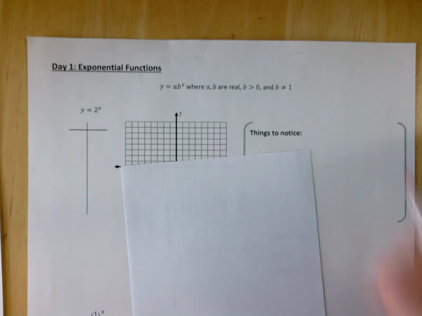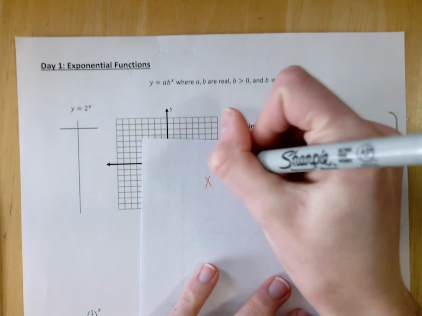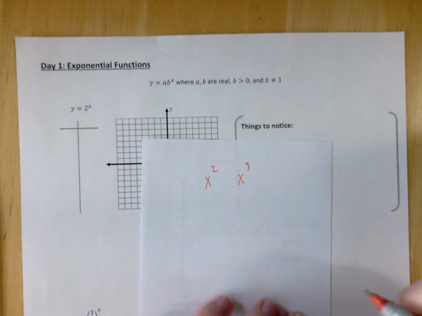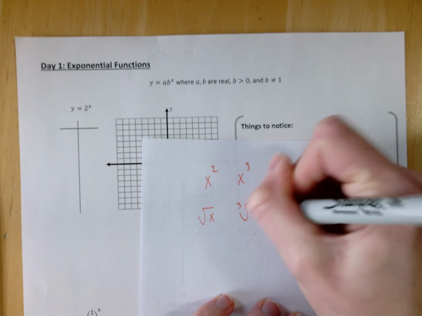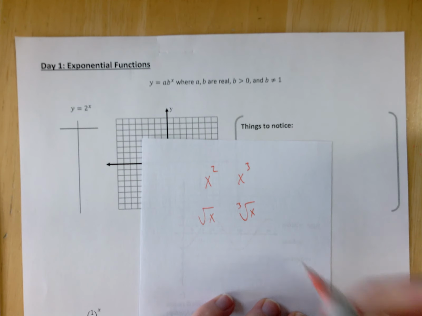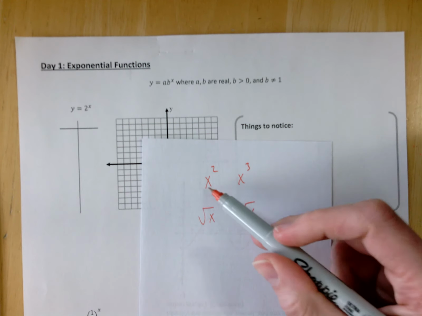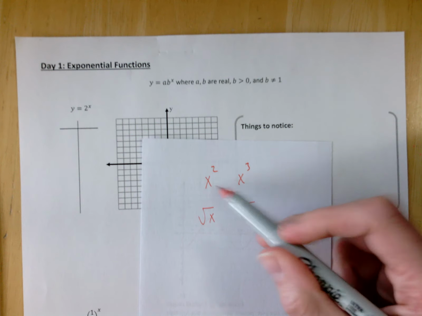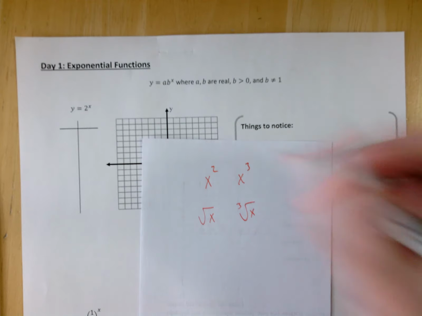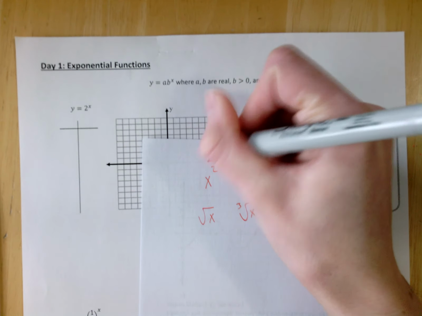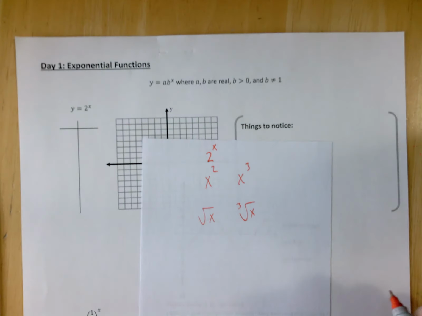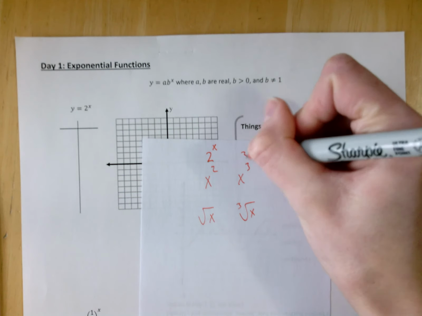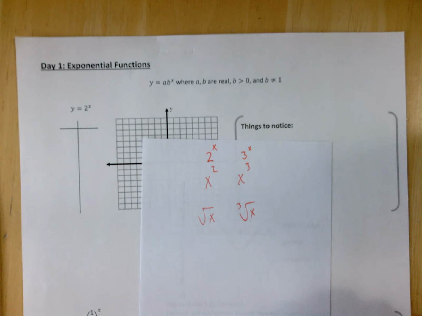So we have looked at functions where we've had something like x to the second power or x to the third power. And then we looked at their inverses, which would be like the square root of x and the cube root of x, right? So what we're doing now with exponential functions, instead of having the variable in the base like we had here, now we're switching it so that you're going to have some sort of a whole number as your base, and your variable will be the exponent. So we're going to look at things like 2 to the x and 3 to the x power.